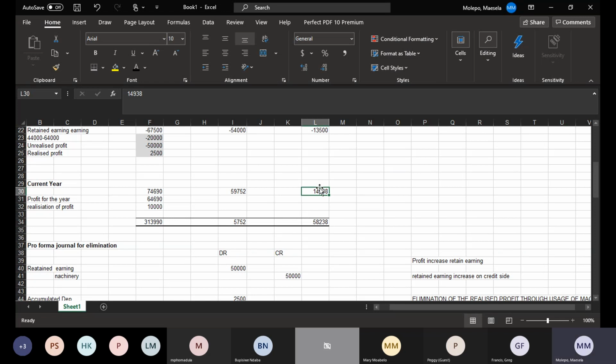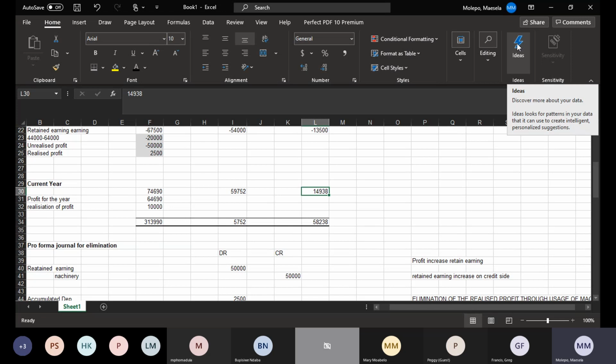So the 171,808 minus the 14,938. So the 156 will be the profit attributable to the parent, which is the one that's going to go to your retained earnings on the statement of changes in equity. That's why you're going to have that 156,870. Then you do a total of 156,870.